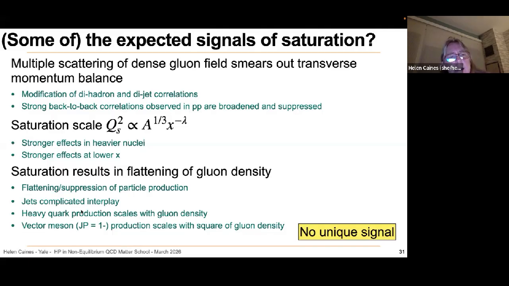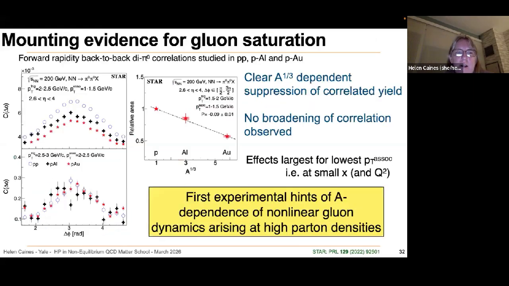For jets, it's complicated to look at it. There's a lot of interplay of other different effects going on. But if I look at heavy quark production, that should scale with the gluon density. Or one of the most popular ways to look at it is the vector mesons, the ones that have J^P equals 1 minus, which one should expect to scale with the gluon density squared. So you have a lot of sensitivity if you can look at vector mesons. But there is no unique signal. These are all what one would expect to see from gluon saturation, but there are usually other effects that might be able to explain this. But still, we want to go and have a look, and there is mounting evidence for gluon saturation as we are starting to get into those regions.